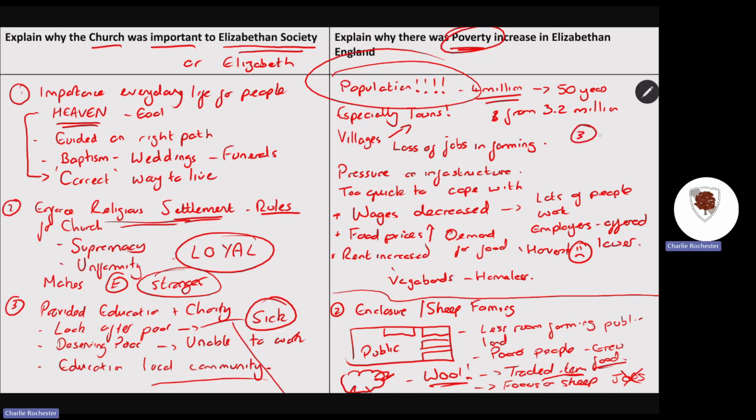A third thing you could talk about is the loss of charity because of the closure of the monasteries by Henry VIII. Poverty increased for a range of different reasons. And again, you've got everything you need there to be successful if this were to come up as a 12 marker next week.